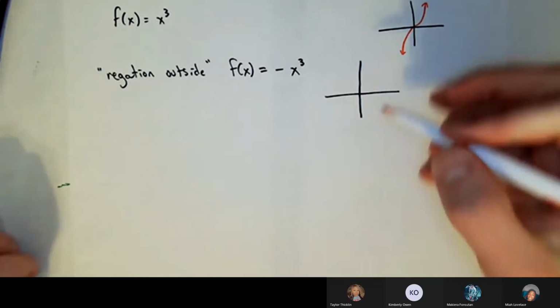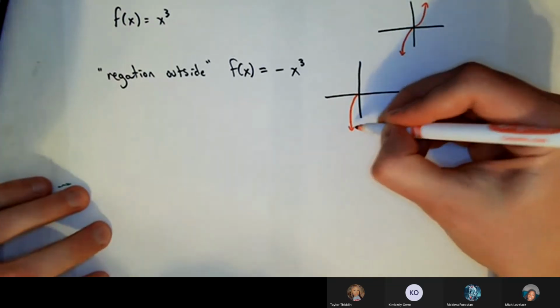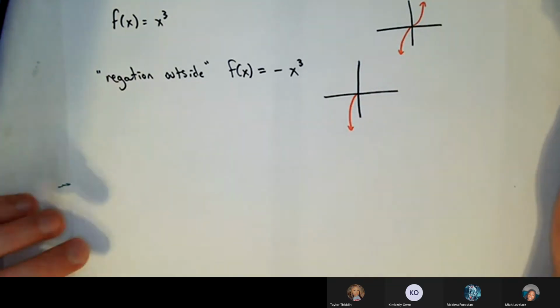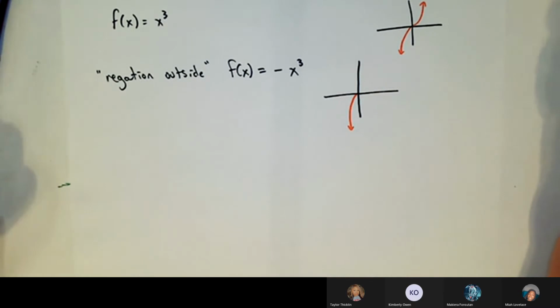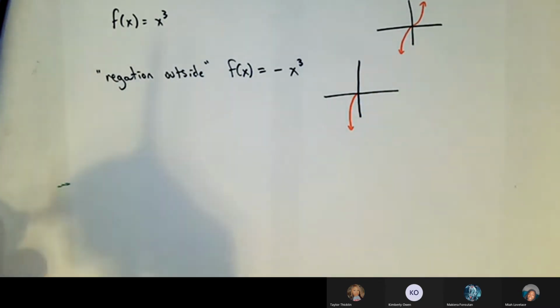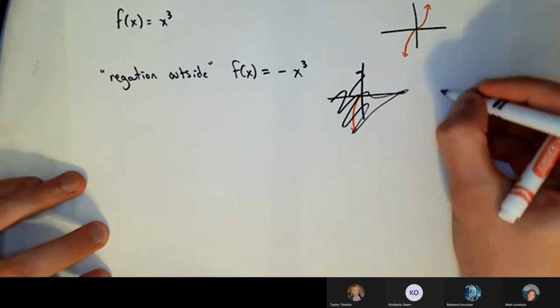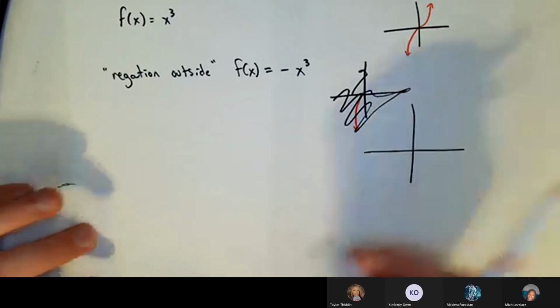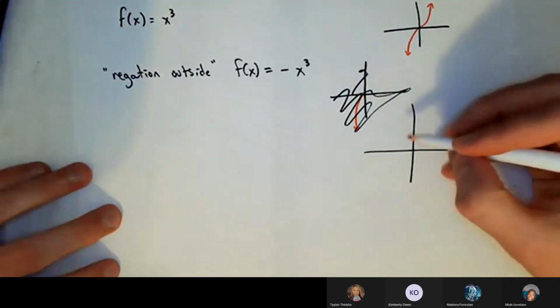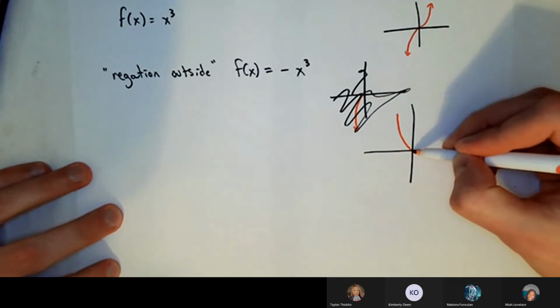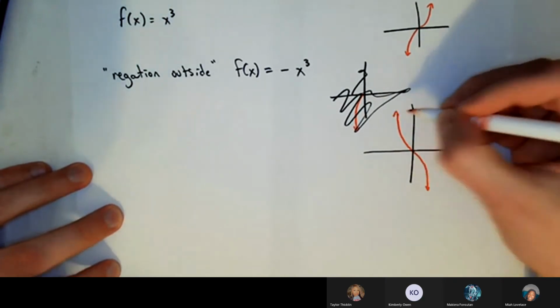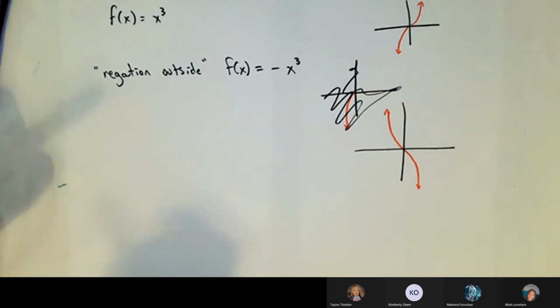Flips over the x-axis. Flips it over the, what have I done? It flips it over the x-axis. Sorry, I don't know what I was thinking. Let me redraw that. So this leg is up here and this leg is down here. Flips it over the x-axis.